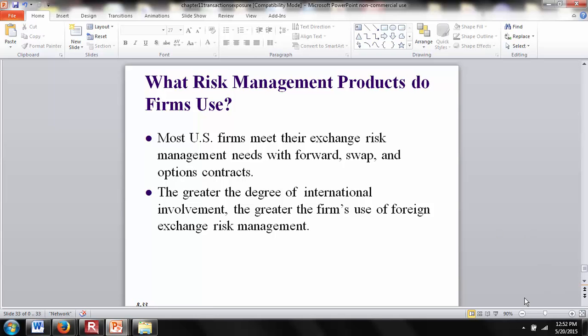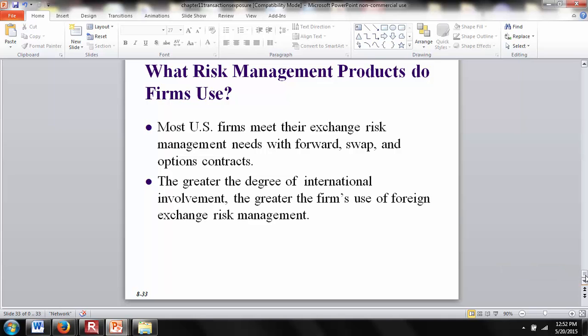Now, how about the practice of risk management products? Most US firms meet their exchange rate risk management needs with forward, swap, and options contracts. All these contracts are very popular. We talked about forward contracts, futures contracts, and options contracts. The greater the degree of international involvement, the greater the firm's use of foreign exchange rate risk management. So basically what we find is that firms that have more transactions, like a Microsoft or an Apple, might do more currency risk management simply because they have more exposure to different currencies.